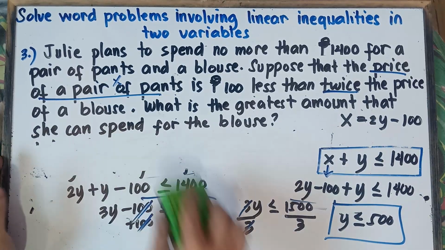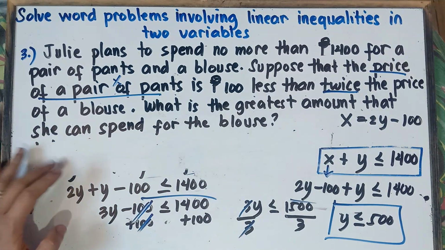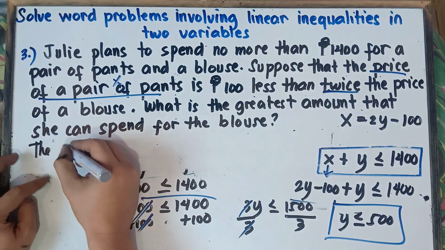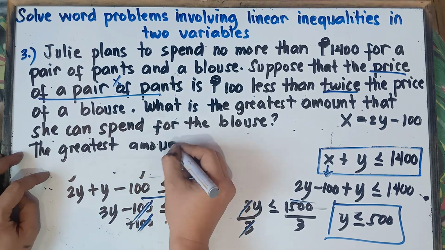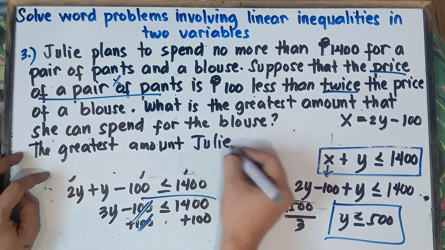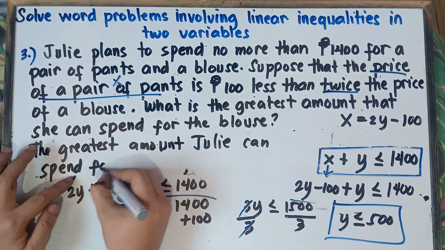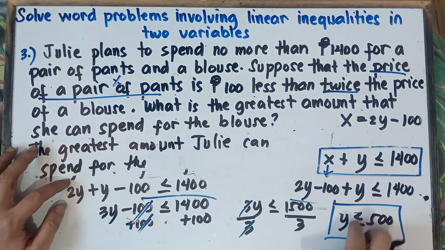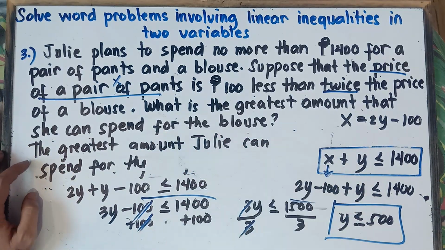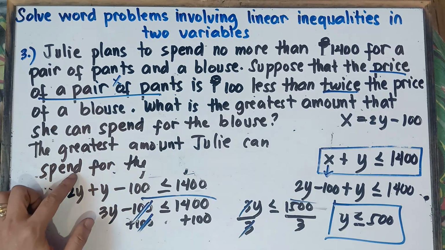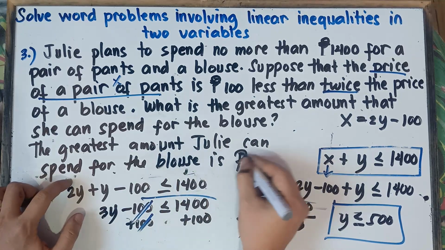So therefore, the question right there: what is the greatest amount that she can spend for the blouse? So we can say the greatest amount Julie can spend for the blouse. Once again, Y, that would be the price for the blouse, right? We said it a while ago, let Y be the price of the blouse. So the greatest amount Julie can spend for the blouse is 500 pesos. That's it, class.